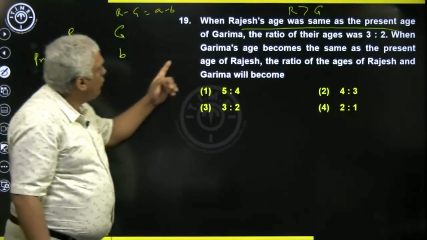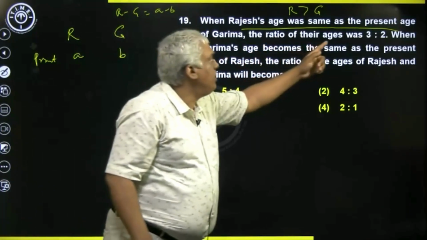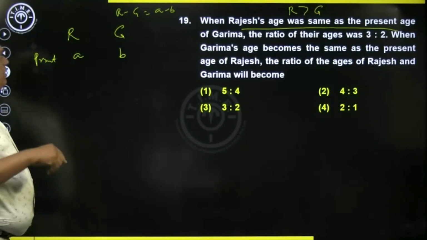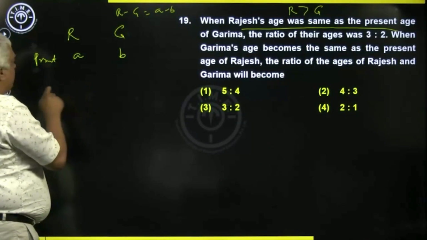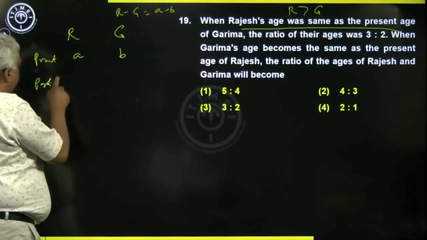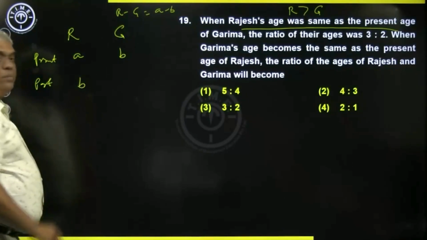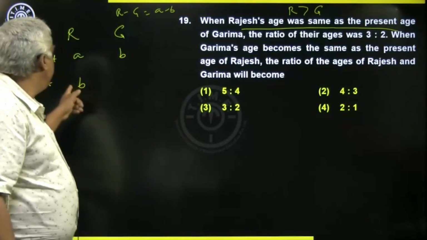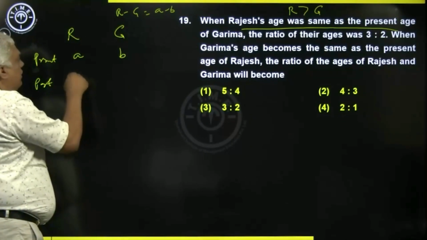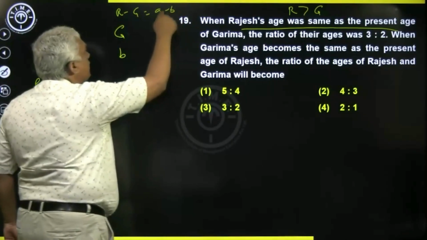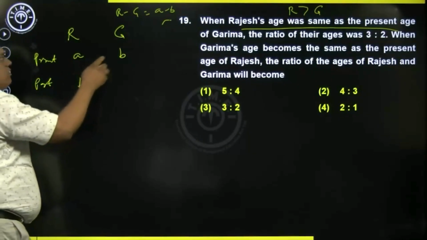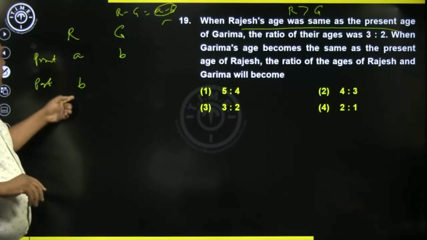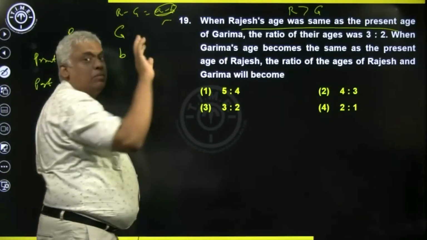So they are saying that when Rajesh was the same as the present age of Garima, that means in the past. In the past, Rajesh's age was B, Garima's present age. And this was in how many years back? This was obviously A minus B years back, because Rajesh is now A years, and when was Rajesh B years? That is A minus B years back.